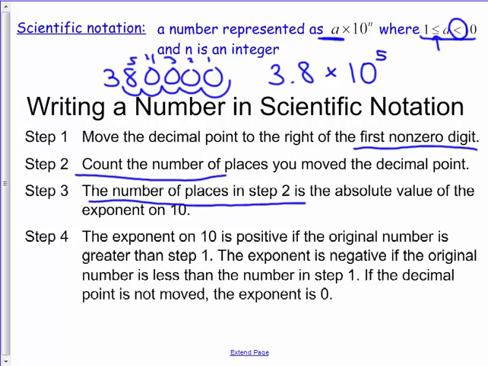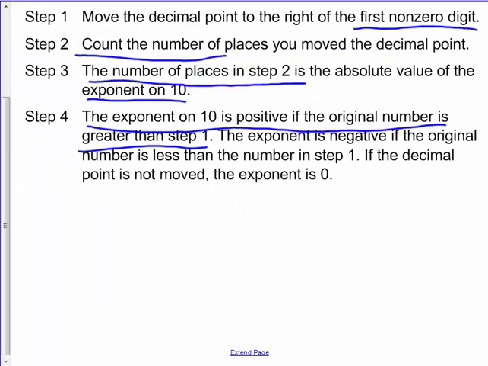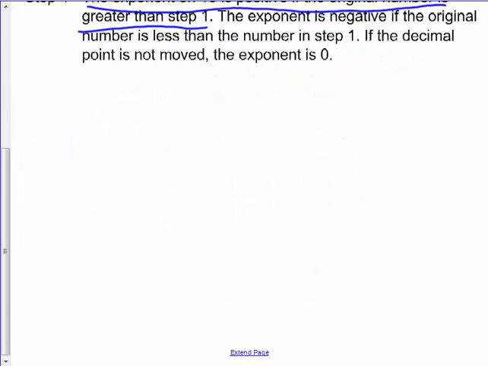Now I have options here. Is the 5 going to be positive or negative here? So how do I tell? Well, what I look at is this. If I start with 3.8 times 10 to the 5th, 3.8 is smaller than 380,000. So in order to make it bigger, to go from a small number to a big number, 10 to the 5th, the 5 is positive here. 10 to the 5th means 10 times 10 times 10 times 10 times 10. That's going to make the number larger here.